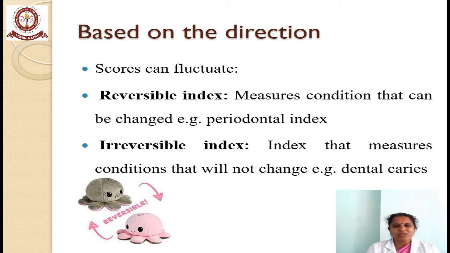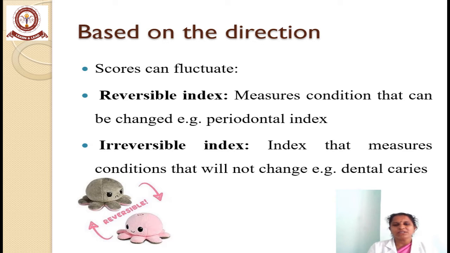Reversible index measures the condition which can be changed after doing any treatment. That is, it can either be brought back to normal or to a lower score. Examples for that are gingival index or periodontal index.